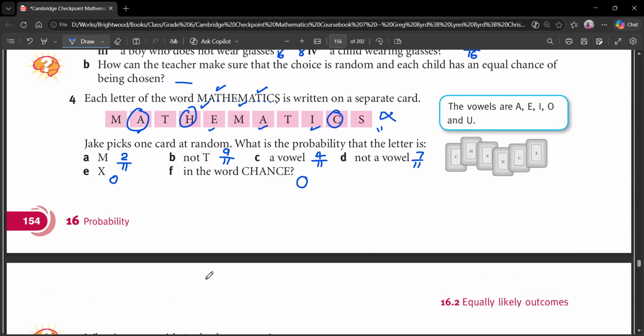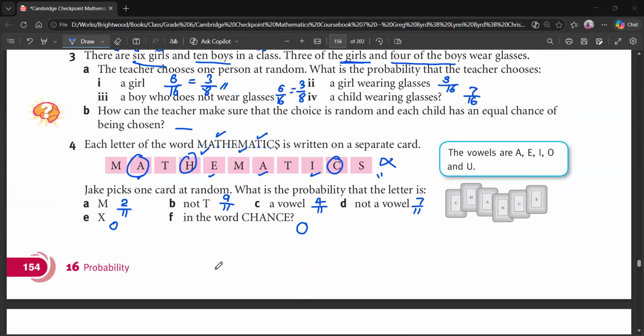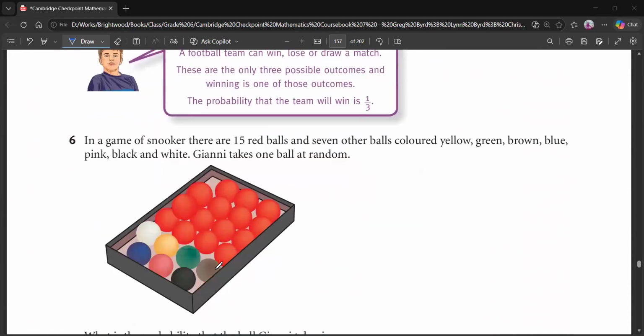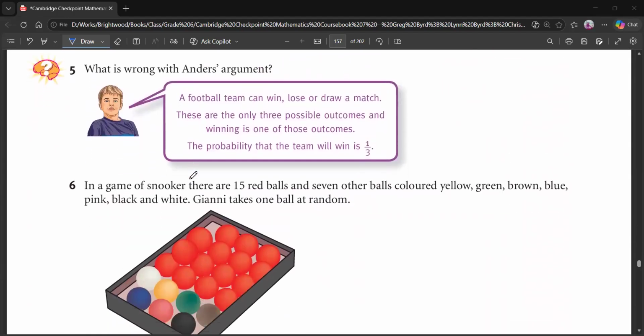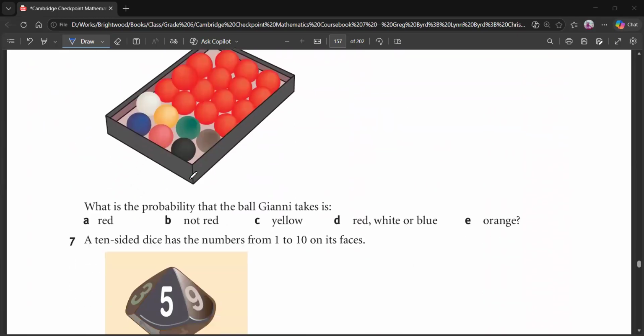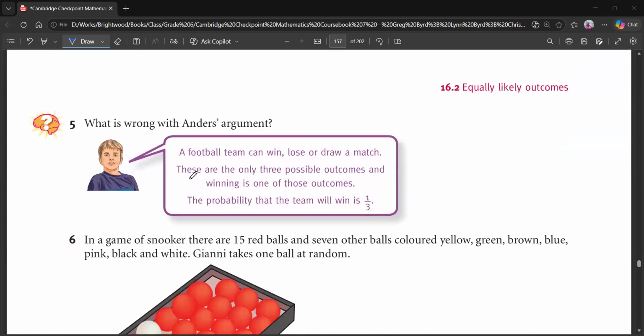Let's try. Yes. Right. And next one. They are having little questions for you. You have to follow it on.